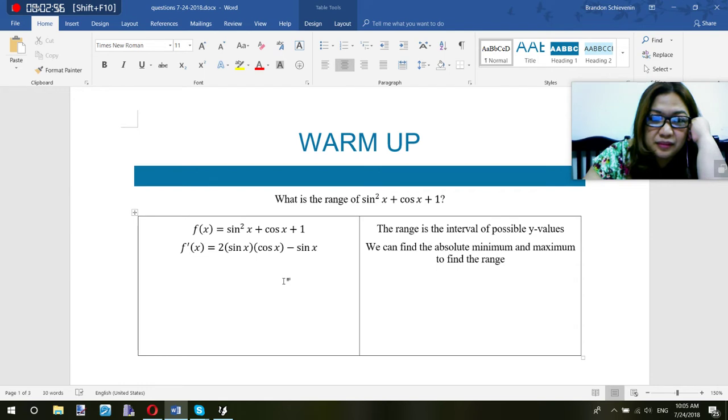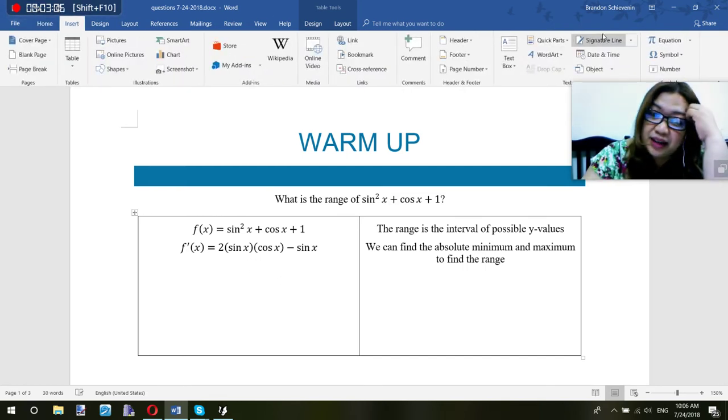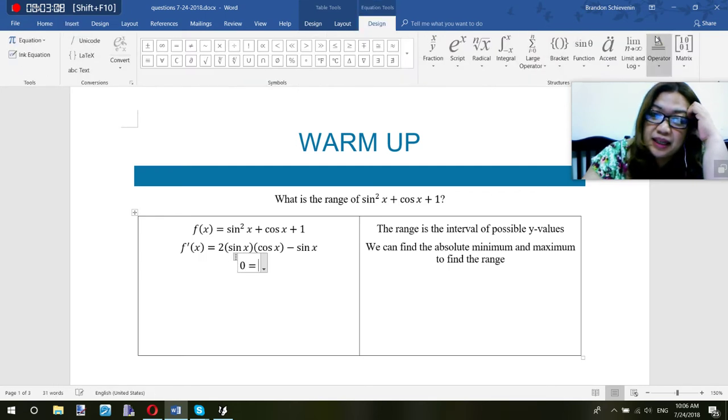Is there any way that I could simplify this? Yes, I'll take the greatest common factor. It's sine x. So I have 0 equals sine x times 2 cosine x minus 1.